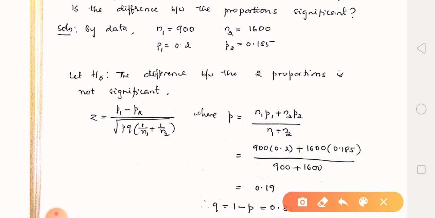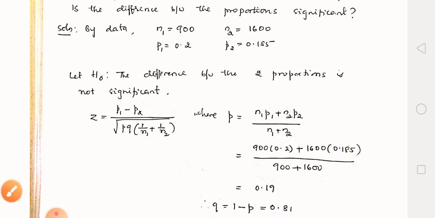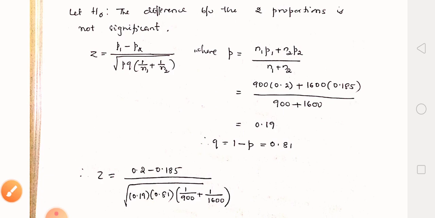Z equal to P1 minus P2 divided by square root of PQ into 1 by N1 plus 1 by N2. In that, we will calculate the expression for P, which is equal to N1 P1 plus N2 P2 divided by N1 plus N2. Substituting the values, we get P as 0.19. Therefore, Q equal to 0.81.